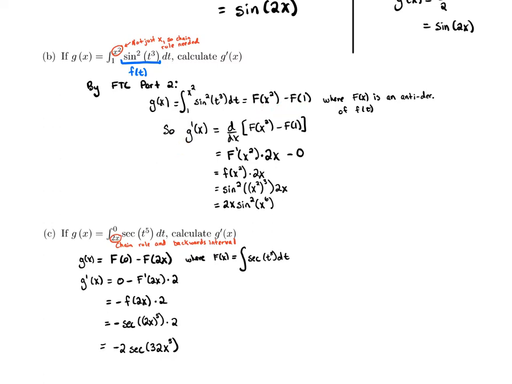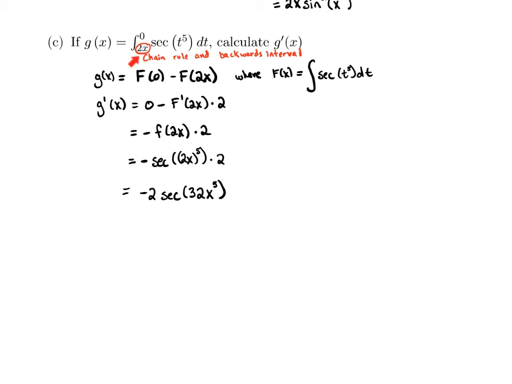I'm asked to find the derivative of this function, so d dx of capital F of x squared minus capital F of 1. By the chain rule, that would be capital F prime of x squared, the derivative of the outside at the inside, multiplied by the derivative of the inside, minus capital F at 1, which is just a constant, so its derivative is 0. Now capital F is an antiderivative, so its derivative is little f, with x squared replacing all of the t's. So this is little f of x squared times 2x, which is sine squared of the cube of x squared times 2x, or 2x sine squared x to the 6th.